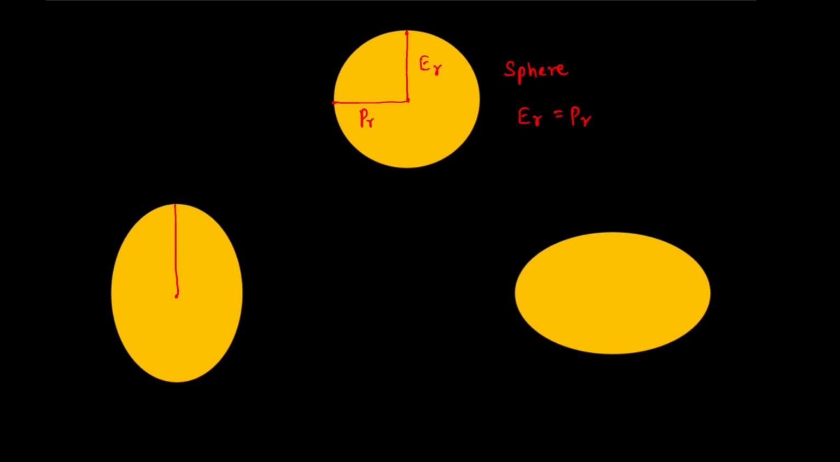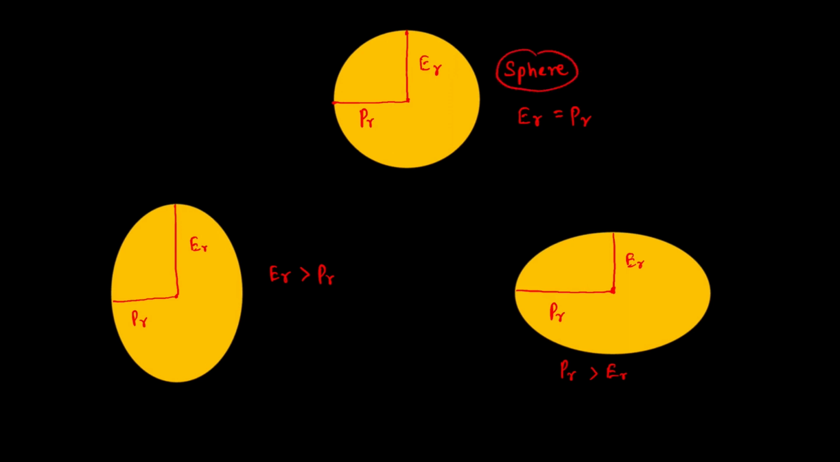Here this is the equatorial radius, this is the polar radius. Here what is happening? This ER is more than PR. Here again we'll see. This is ER, the equatorial radius, and this is PR, our polar radius. Here the polar radius is more than the equatorial radius. So these are different scenarios where we are comparing the equatorial radius and polar radius. If both are the same, it is a sphere.